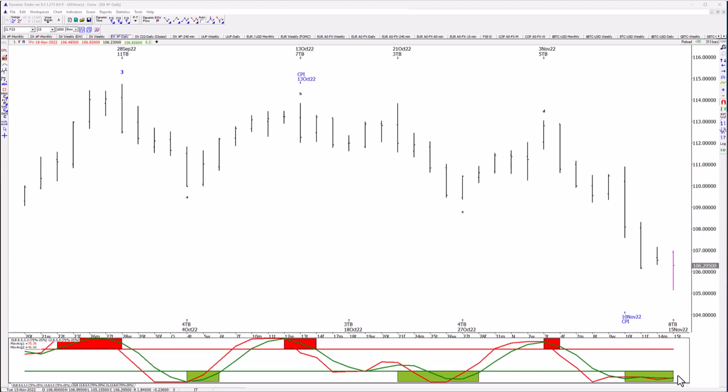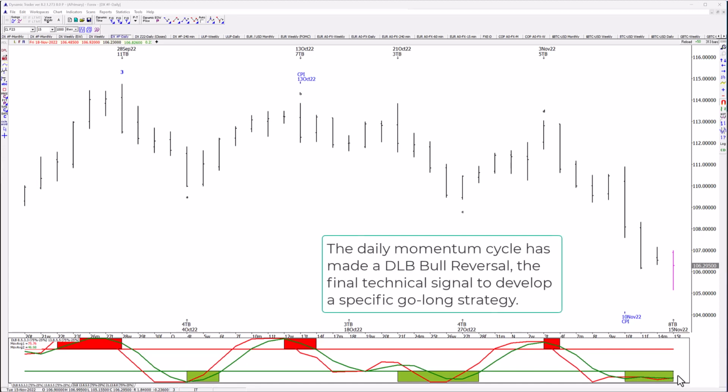Our daily momentum cycle has made a dual look back bull reversal, and it just happened to be on the fourth bar, the fourth day, that was dual look back oversold. And that's usually about the extreme before we get a price reversal. So now we can develop a specific trade strategy.